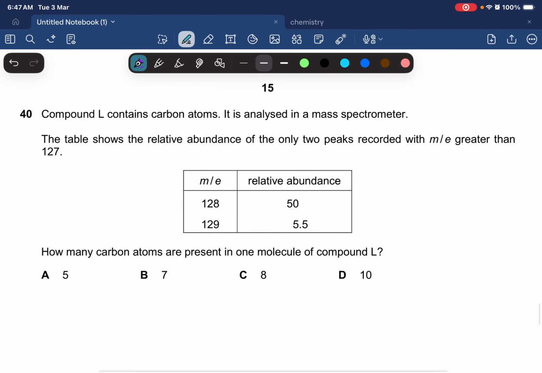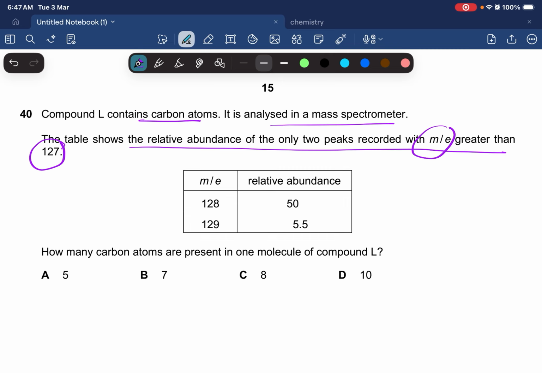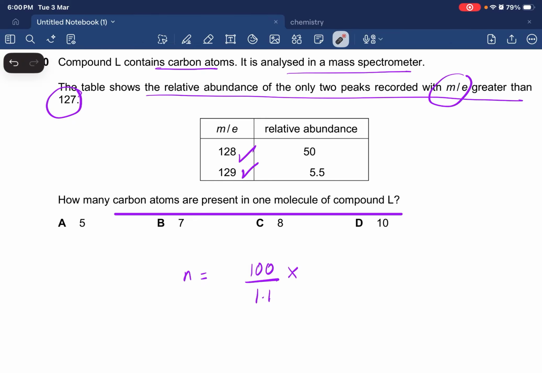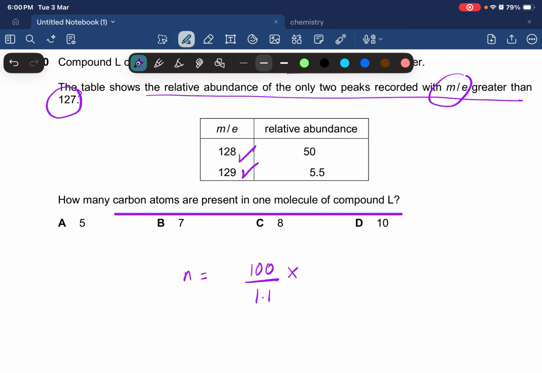Compound L contains carbon atoms. It is analyzed in the mass spectrometer. The table shows the relative abundance of the two peaks recorded. Mass to charge ratio greater than 127. Okay, 128 and we have 129. How many carbon atoms are present in a molecule of L? The formula is very simple: 100 upon 1.1 into the abundance of the M plus 1 peak, upon the abundance of the M peak. So that's how we're going to figure it out. So we take the ratio of the M plus 1 and M peaks.